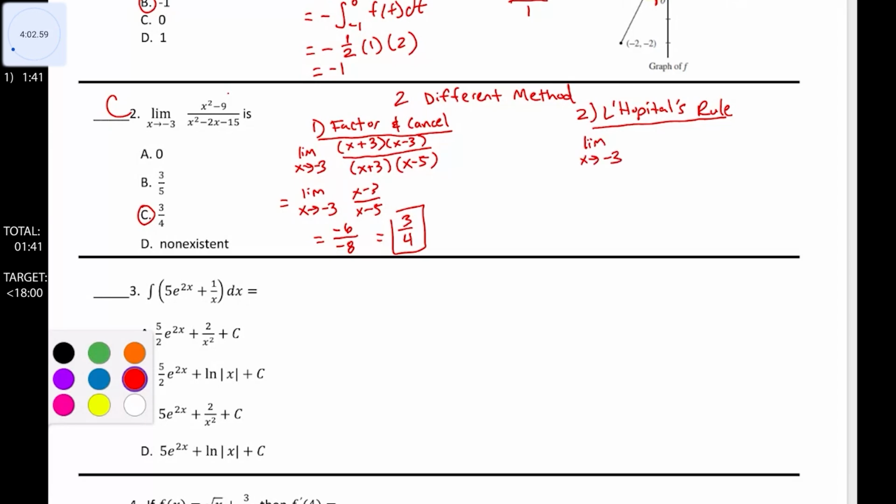So if I find the derivative of the numerator, x squared minus 9, I'm going to get 2x. And the derivative of the denominator would be 2x minus 2. If I substitute in negative 3 at this point on the numerator, I'm going to get negative 6. And on the bottom, I get negative 8, just like I did with the factor and cancel technique. And so either way, I'm going to get 3/4.